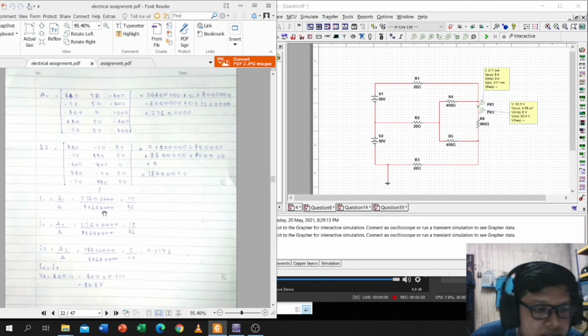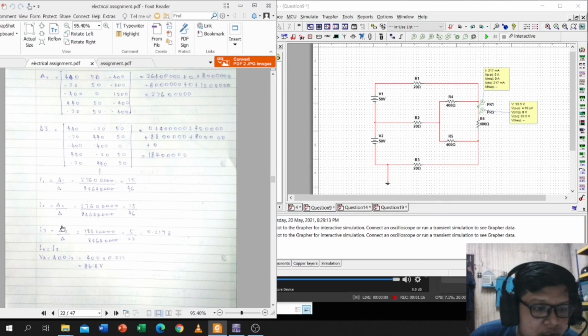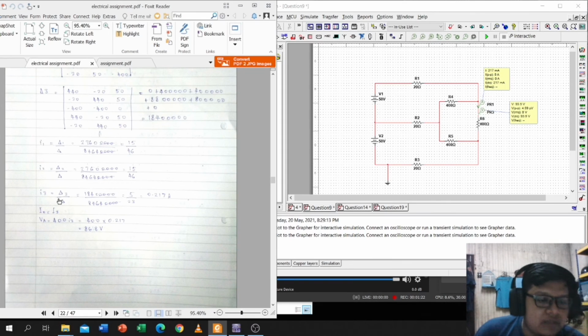So to get the I1, we need delta 1 over delta, and we get 15 over 46, and the I2 is the same as I1. I3 is quite different, it is delta 3 over delta, and we get 0.217. Because IO is equal to I3, so this is IO.